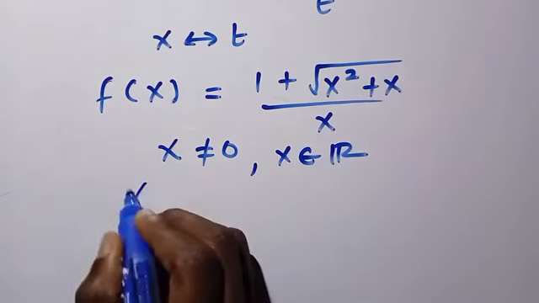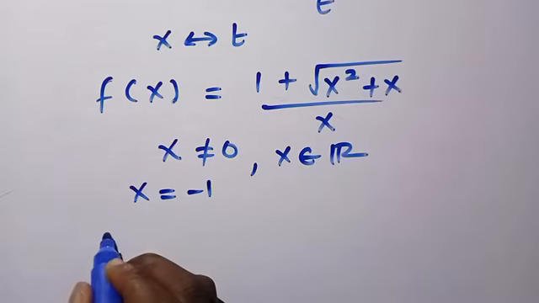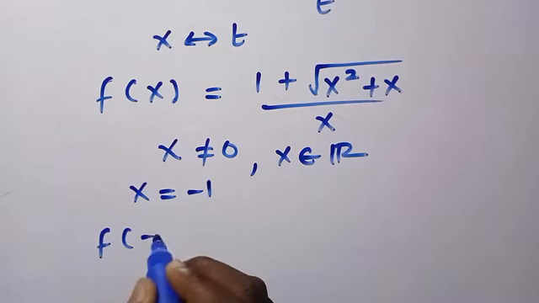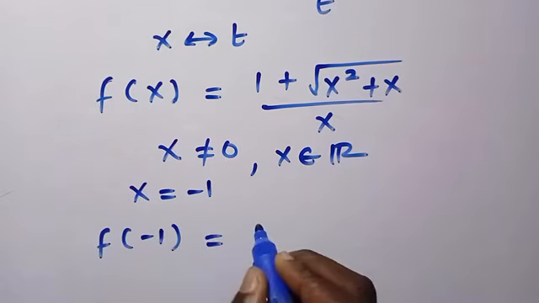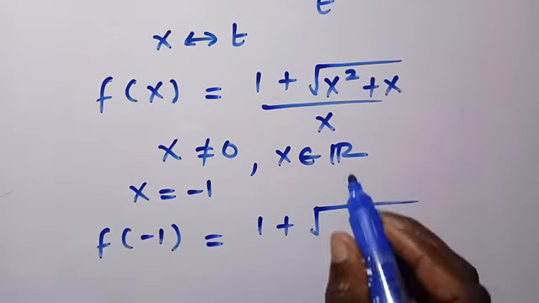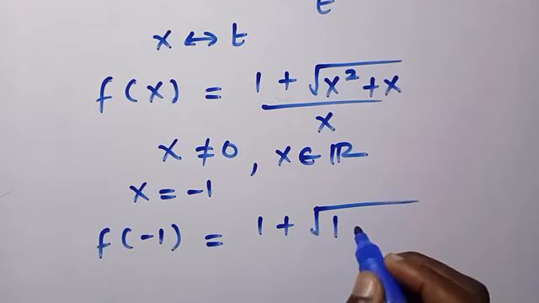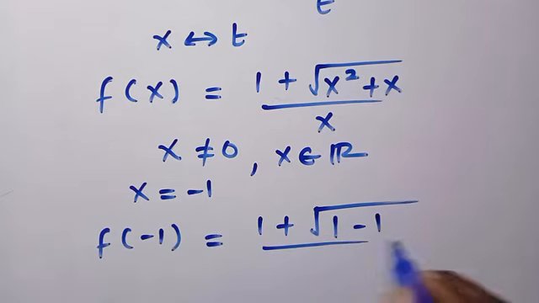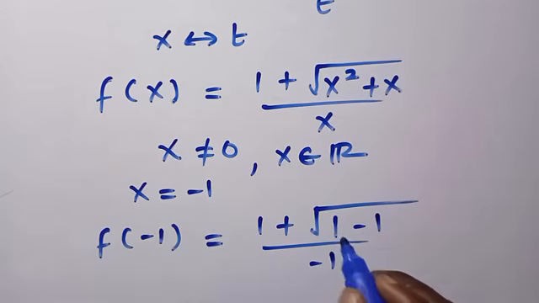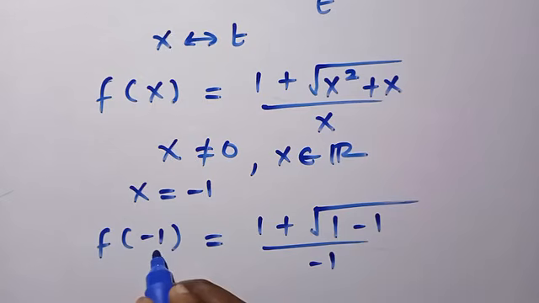Suppose we take x here equals minus 1 for this. We are going to have f of minus 1 equals 1 plus the square root of, we are going to have minus 1 squared, and that is 1. Then here is minus 1, divided by minus 1. So this one works, because 1 minus 1 equals 0, and we are going to get f of minus 1 is also equal to minus 1.